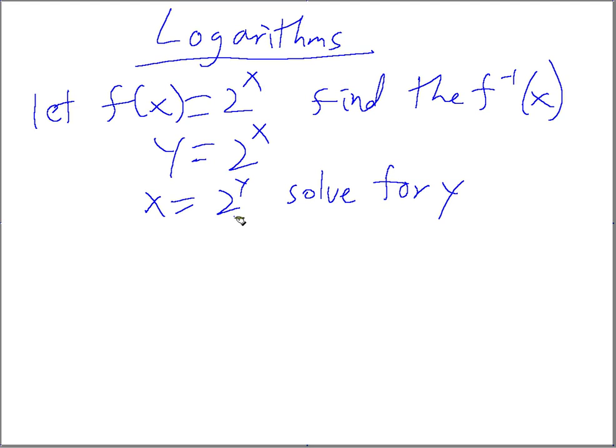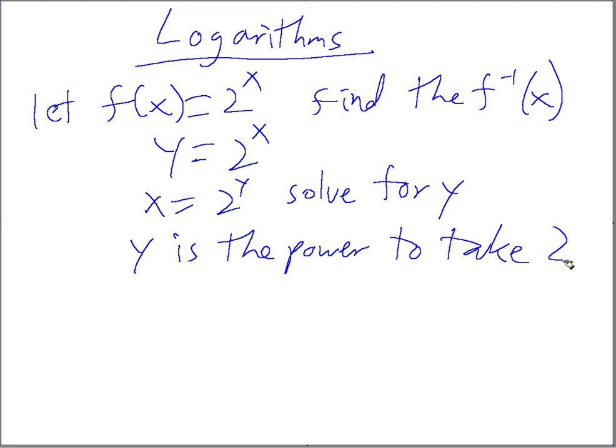So here's how we're going to define this. First, let's understand what this equation is saying. It says that to get x, you need to take 2 to the y power. So y is the power you have to take 2 to in order to get x. So y is the exponent.